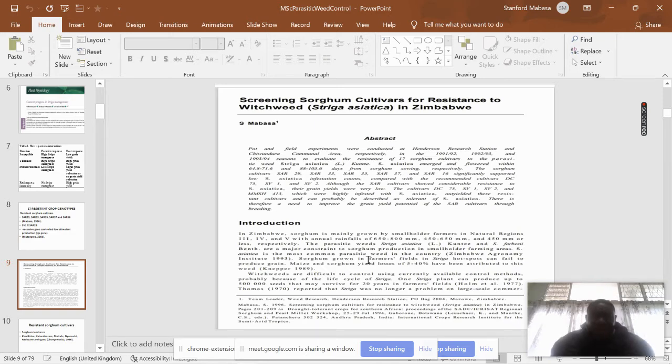Here there's a paper where we screened sorghum cultivars which showed some resistance to Striga asiatica. These evaluations were done using pot techniques under glass house and also field sites in Chundura communal area near Kwekwe, where there's a lot of striga.